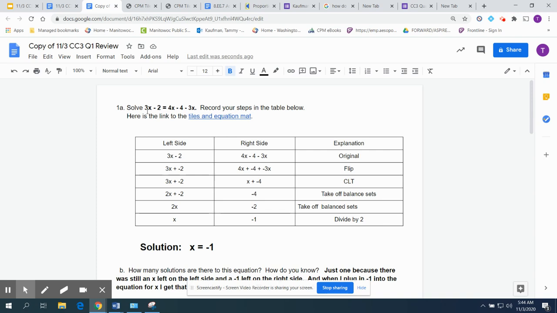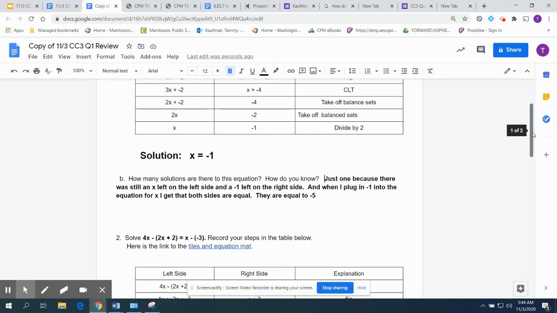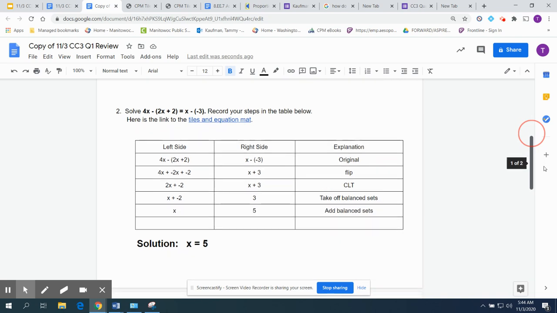So I plugged in negative 1 for x, and negative 3 plus negative 2 is negative 5. Negative 4 minus 4 is negative 8, plus 3 is negative 5. So both sides gave me negative 5, which you don't need to check, but it's a good idea. You can find out if your answer is right. All right, then I give you another one to do.